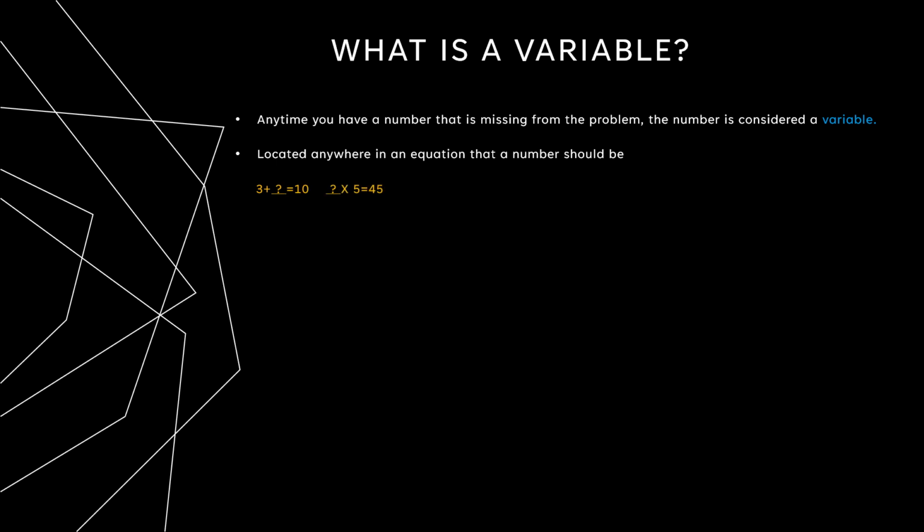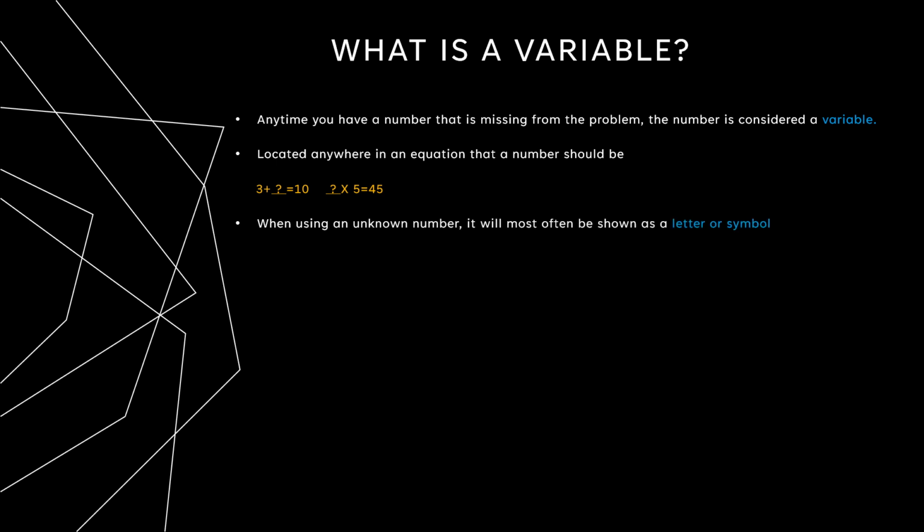So for example, we have these two questions. We have 3 plus an unknown number, or our variable, equals 10. And then another variable times 5 equals 45. So those are two numbers that are missing from our equation that help us answer the question.